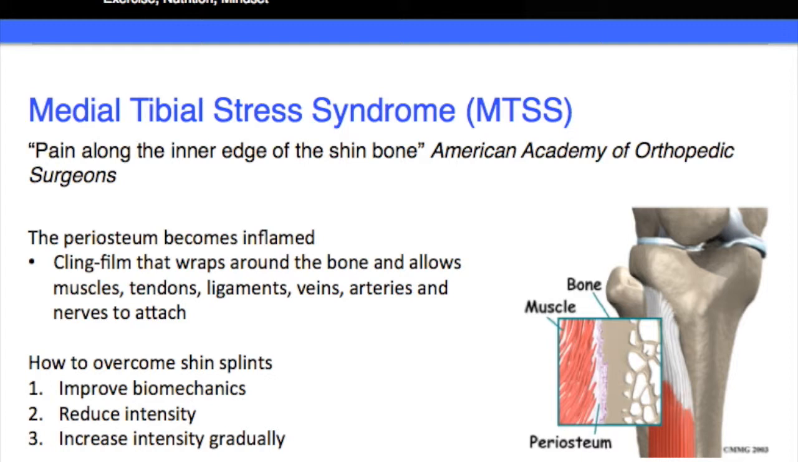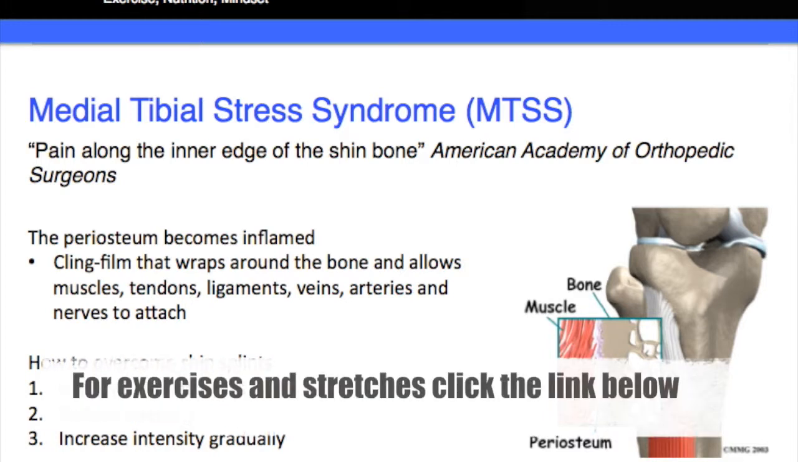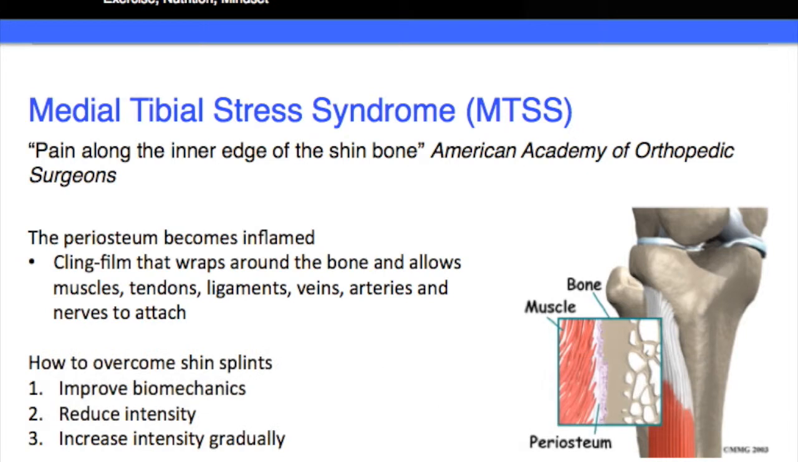The final one is to increase gradually. As we increase gradually, our bone and muscle should be conditioning themselves to be able to cope with that. If I could add two or three more, it would be to increase the strength of the feet, and to stretch the muscles of the lower leg, so the calf muscles at the back. Potentially, depending on the condition, it would be to stretch the tibialis anterior, which is the muscle at the front that joins onto the shin bone. So there are some quick ideas of how you can overcome medial tibial stress syndrome.